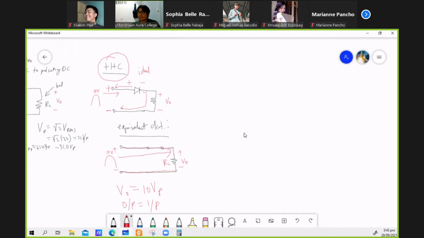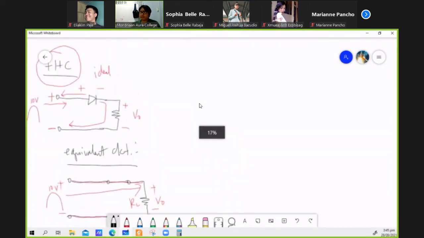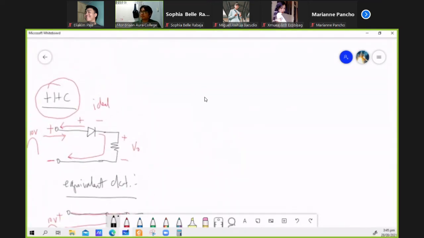Of course, mag-analyze naman tayo sa negative half cycle. So for the negative half cycle, okay, so this is the circuit. Half-wave rectifier, isang diode palagi yan. Half-wave, isang diode. Tatandaan nyo, isang diode.